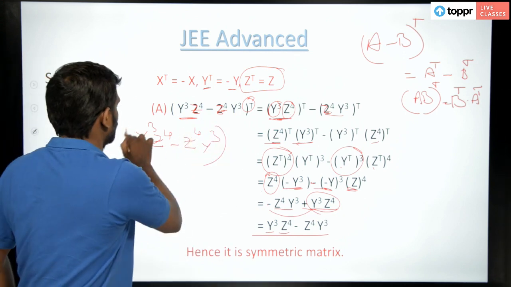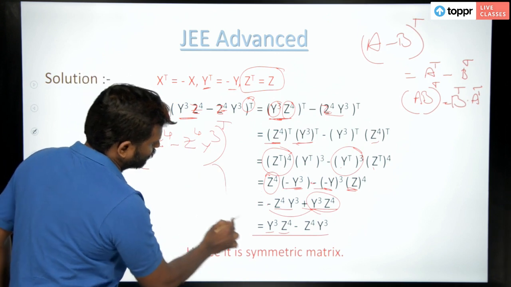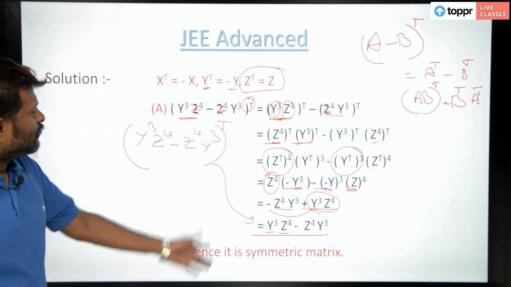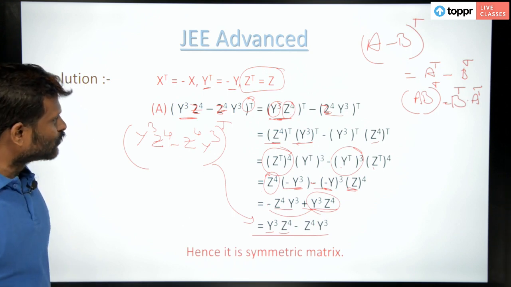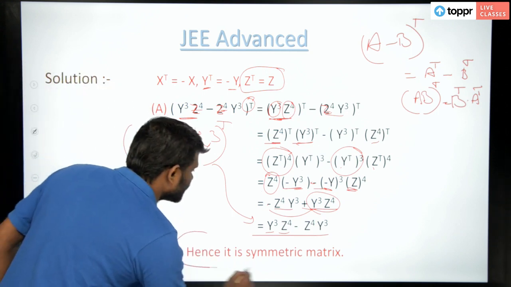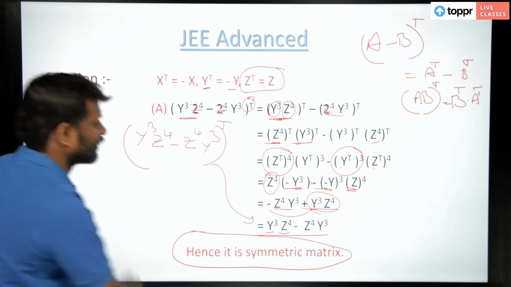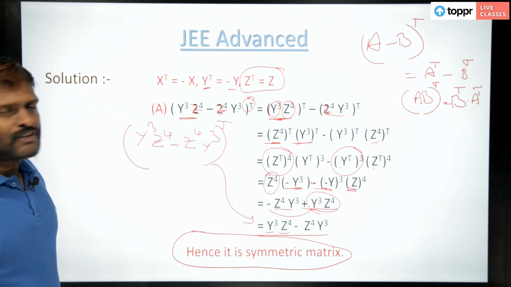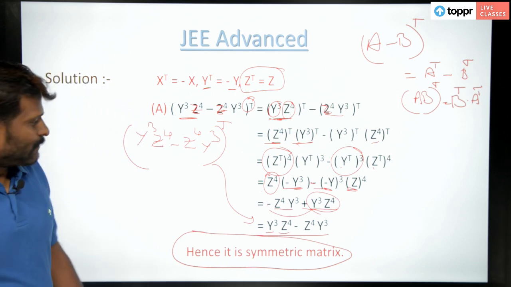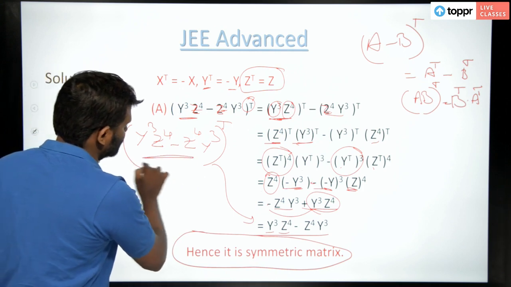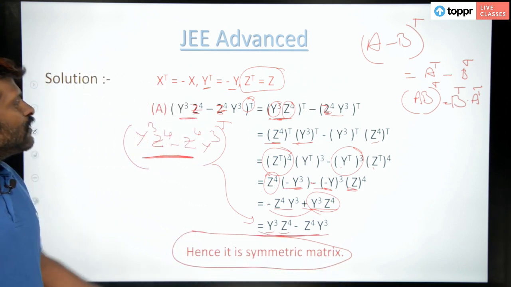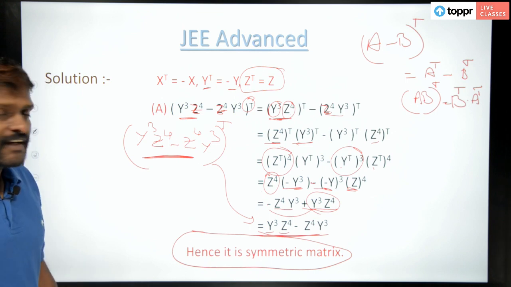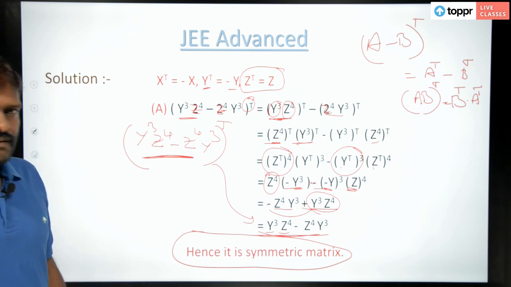So when you look at this, we started with y cube z power 4 minus z power 4 y cube, its transpose has come equal to y cube z power 4 minus z power 4 y cube. So what can we say? We can say that it is symmetric, it is not skew symmetric, it is just symmetric, because the transpose of this entire matrix is equal to itself, it is not negative of it. So it is not skew symmetric, it is simply a symmetric matrix, right.